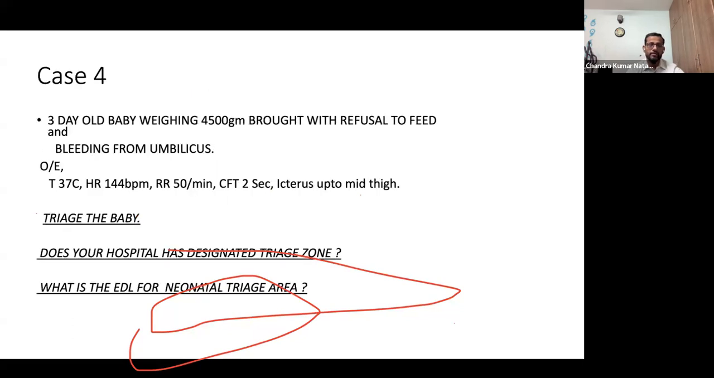A 3-day-old baby weighing 4.5 kg is brought with refusal of feed and bleeding from the umbilicus. On examination, the baby has a temperature of 37 degrees Celsius, heart rate 144, respiratory rate 150 per minute, CFT normal, and icterus up to mid-thigh. How will you triage this baby?